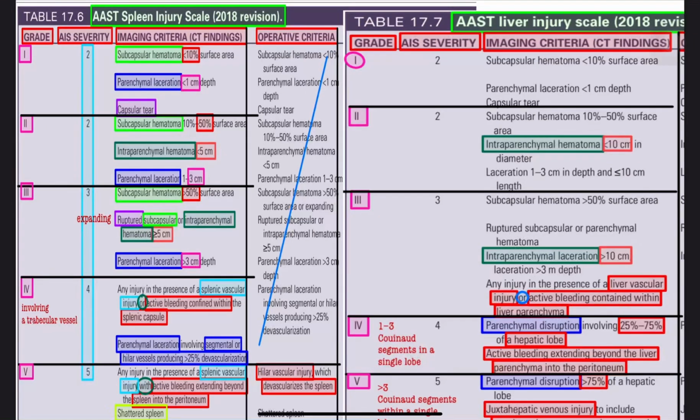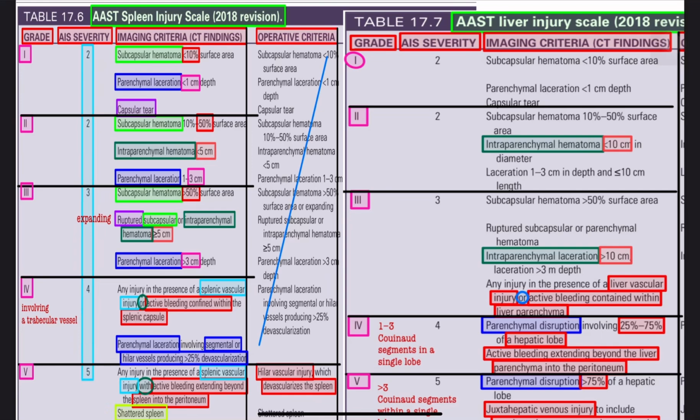Let's see the AAST splenic injury scale, the latest guide grading, and we will compare with liver injury. That is also revised latest guide staging. I have compiled all the data from Sabiston, Bailey, and Schwartz, and I will compare splenic injury versus liver injury, so that we can easily correlate and remember.